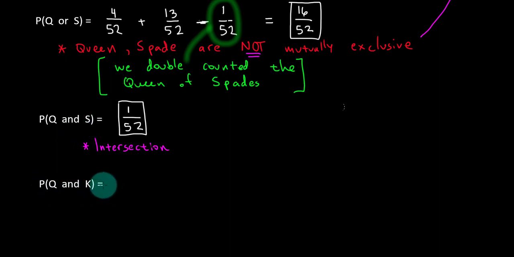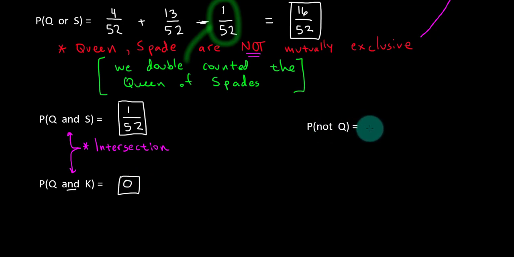Here is another probability that may be fun to consider. The probability of selecting a queen and a king. Well, here is another potential intersection. Can a single card be selected and it be a queen and a king at the same time? No, right? Because they are mutually exclusive. They cannot occur together. This would be a probability of 0.